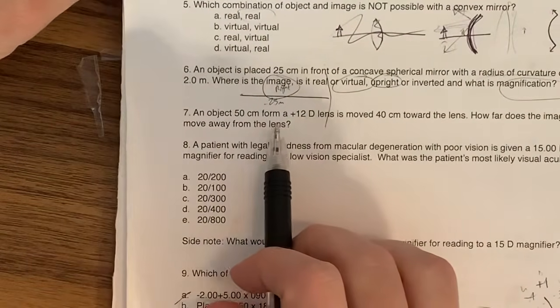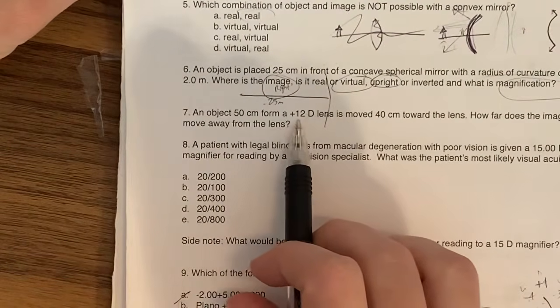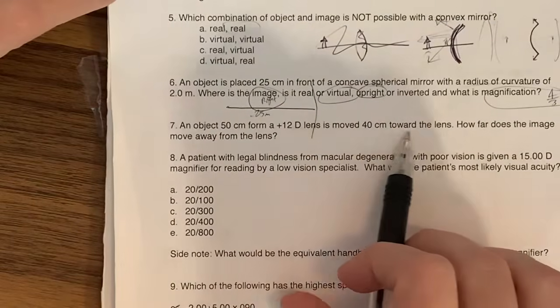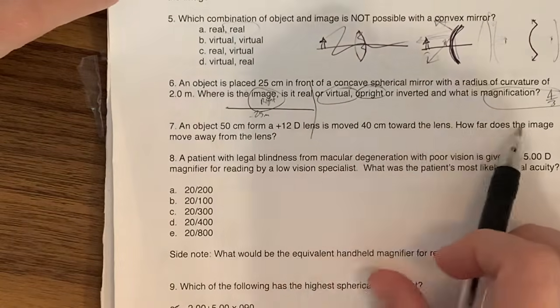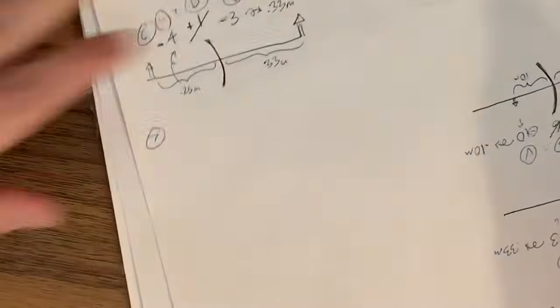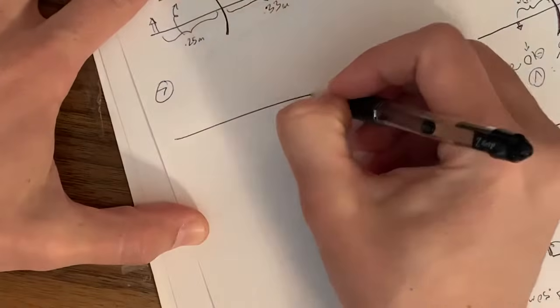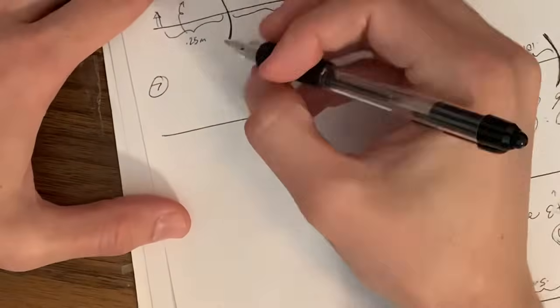Number 7, we've got an object 50 centimeters away from a 12 diopter lens that is moved 40 centimeters towards the lens. How far does the image move away from the lens? Okay, so let's do our same thing. It should be getting boring. That's when you know you've got it.